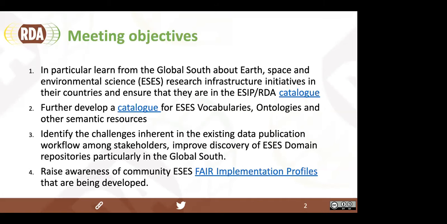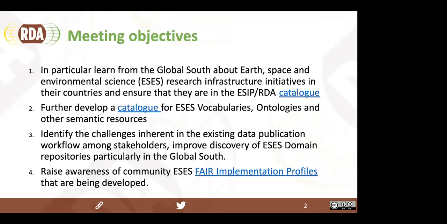We've chosen three topics for this meeting, mainly because they seem to have bubbled up in discussions. So the first breakout will be on a catalogue that we're starting to develop for vocabularies, ontologies and other semantic resources relevant to Earth, Space and Environmental Sciences. And I will lead that one.